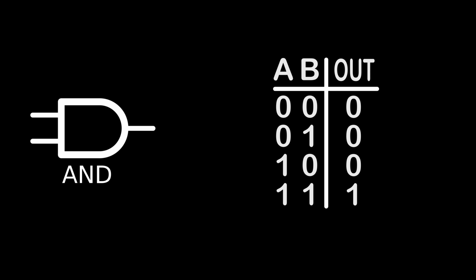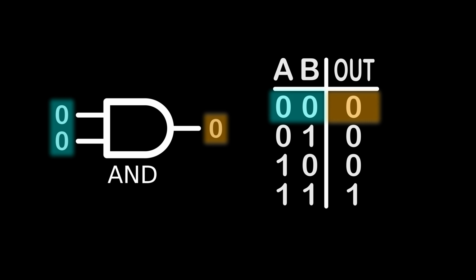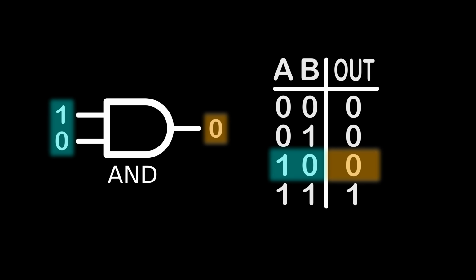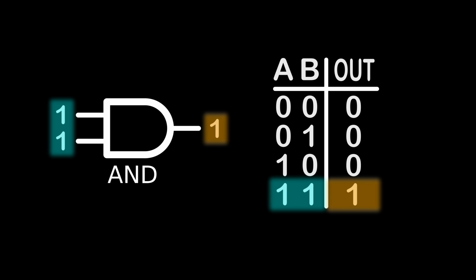It has a truth table that looks like this. Now, what this truth table is telling us is that when the two inputs are 0, the output is also 0, representing false. When input A is 0 and input B is 1, or when input A is 1 and input B is 0, the output is still 0. Only when both input A and B are 1 is the output 1, representing true.